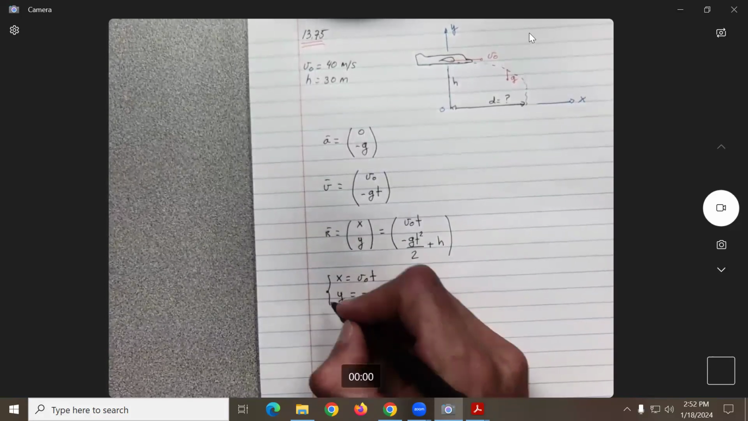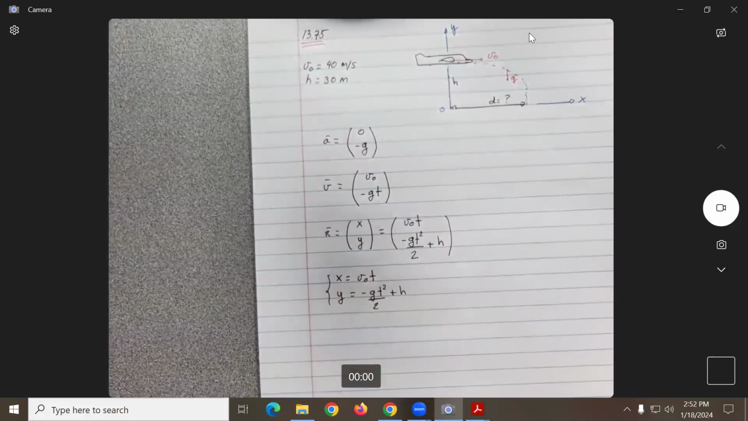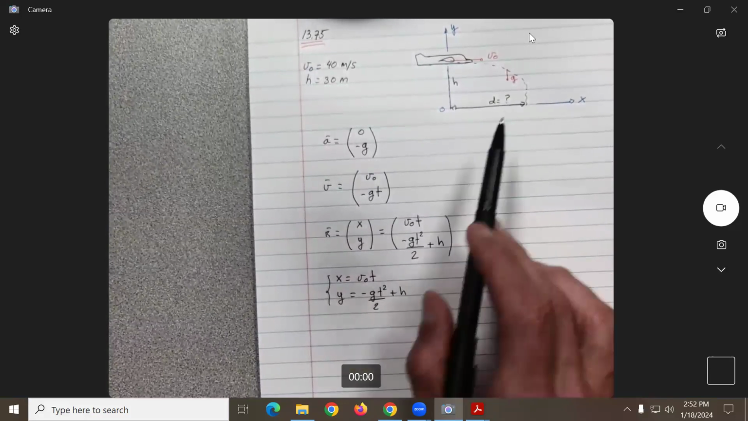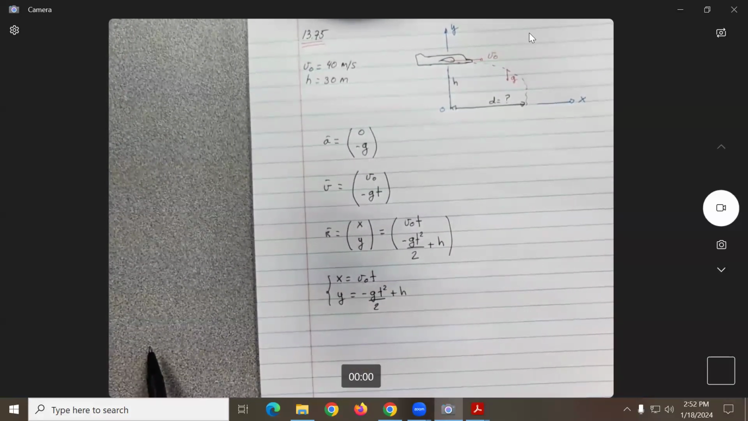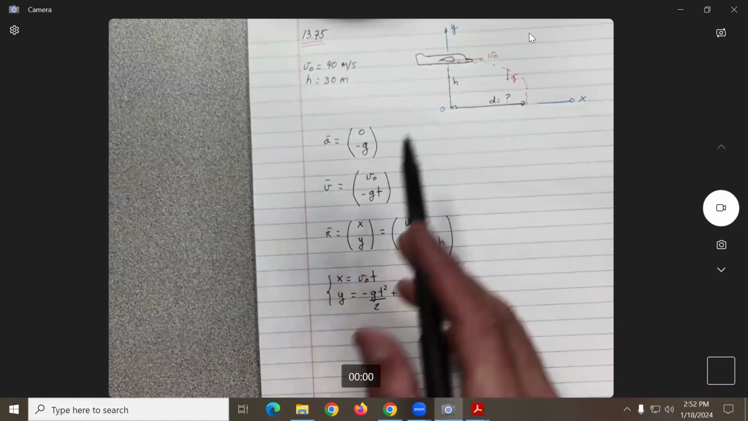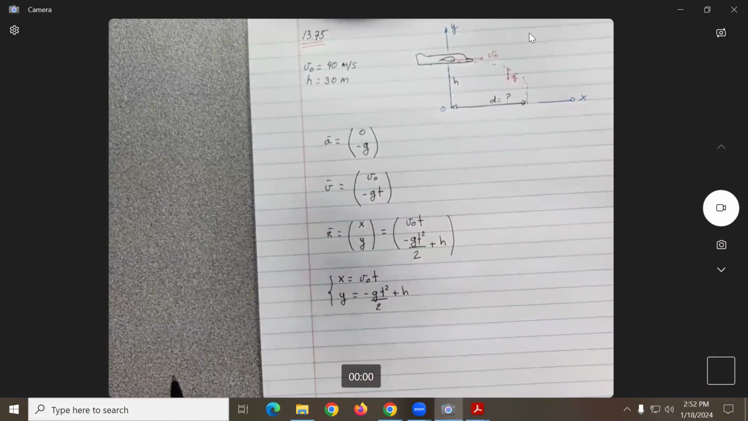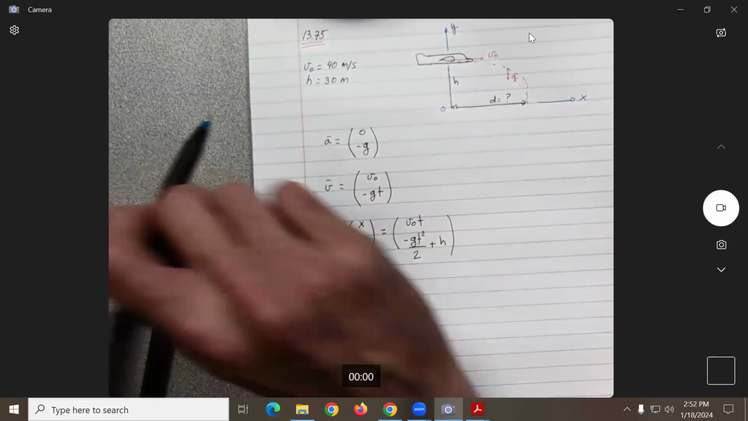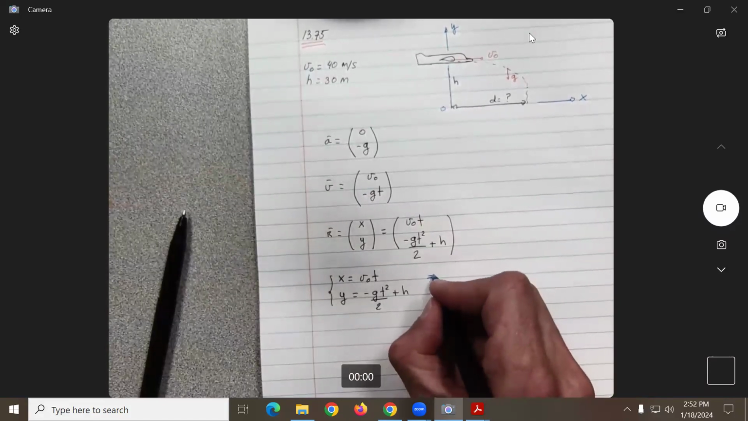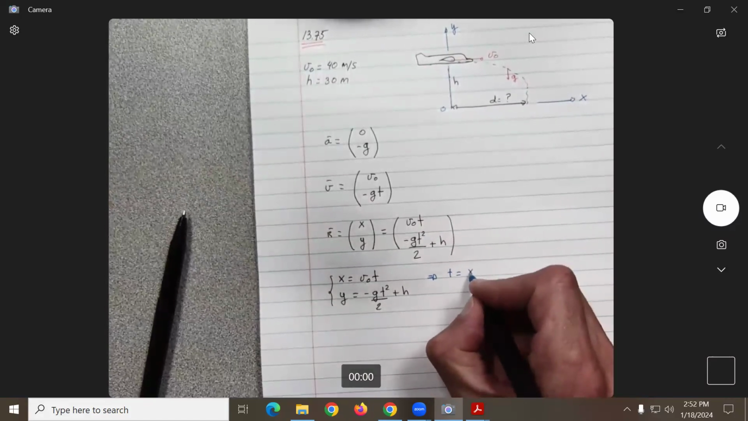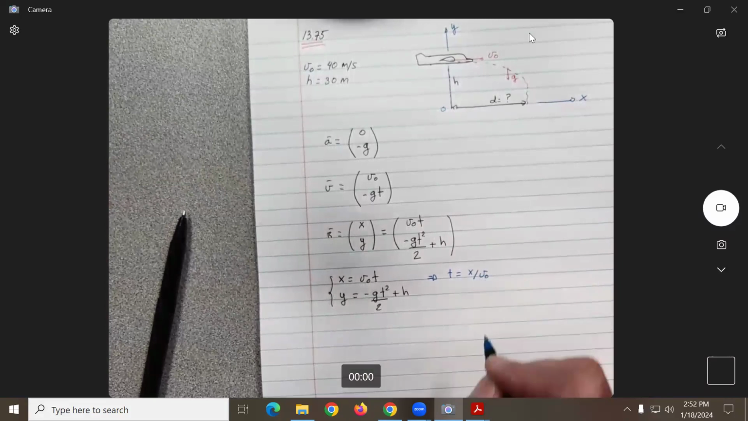So here, bad luck, I would have to do a little bit more work, but D will correspond to the X max, if you want. So basically we need to find the equation in function of X. What can we do? We can do as before, from these equations, T will be equal to X over V naught.